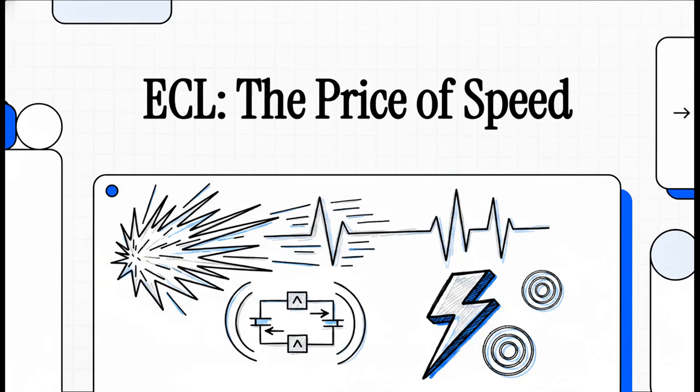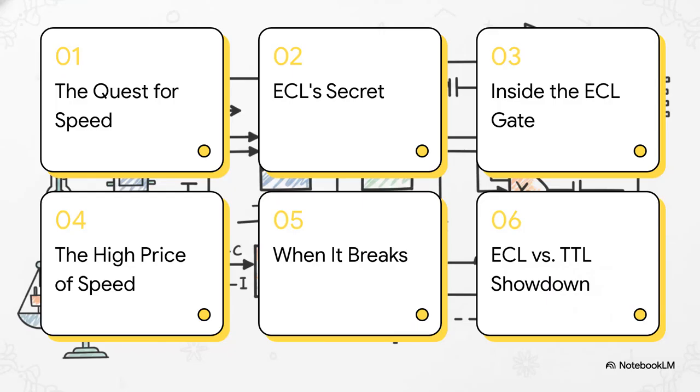All right, as junior engineers, you've probably spent a lot of time with standard logic families, like TTL. But what happens when standard just isn't fast enough? Well, in the world of high-speed design, you need a different kind of tool. Today, we are diving deep into emitter-coupled logic, or ECL, a logic family built for one thing and one thing only: pure, uncompromising speed. So here's our game plan.